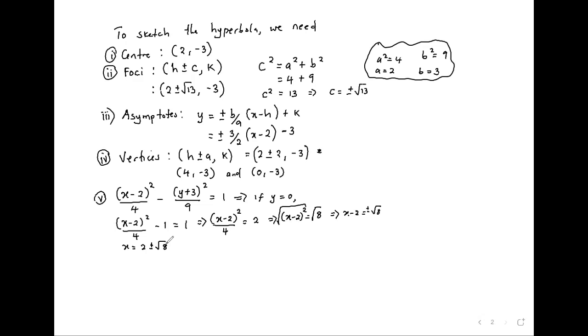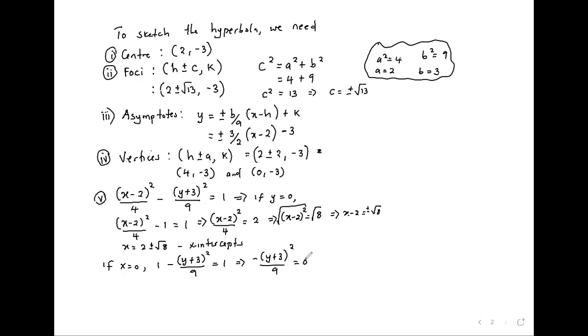Now, if x is 0, we want to find the y-intercept. So what happens if x is 0? We are going to have 4 over 4, which is 1. So we'll have 1 minus y plus 3 squared over 9 equal to 1. When this one goes to the other side, we get a 0. So we're going to have minus y plus 3 squared over 9 equal to 0.